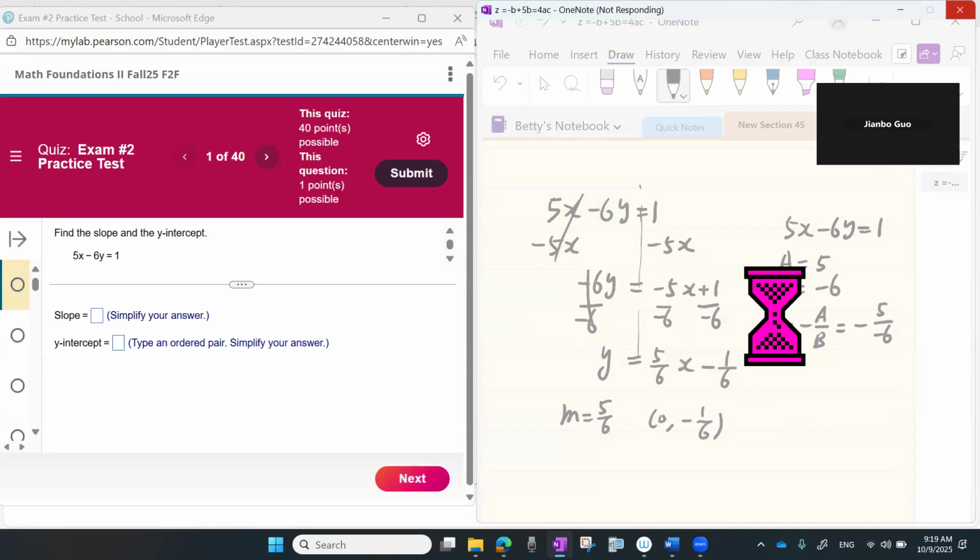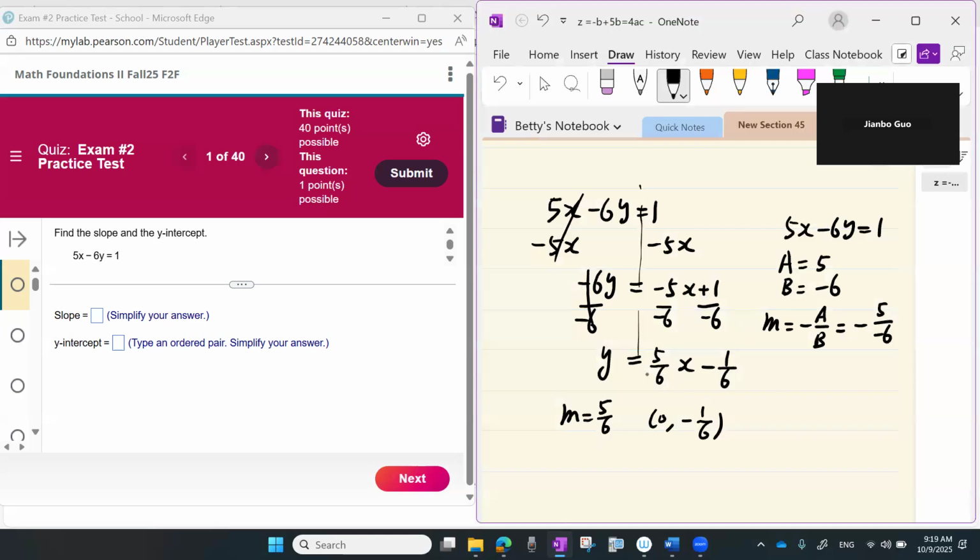To find the y-intercept, we can make x be 0 and solve for y. If you plug in x equals 0, then we would have negative 6 times y equals 1, and then we have y equals negative 1 over 6. So that's the first problem, okay? The slope is 5 over 6. To find the y-intercept, plugging in x equals 0, and then dividing each side by negative 6, we have y equals negative 1 over 6. And that gives us the y-intercept.